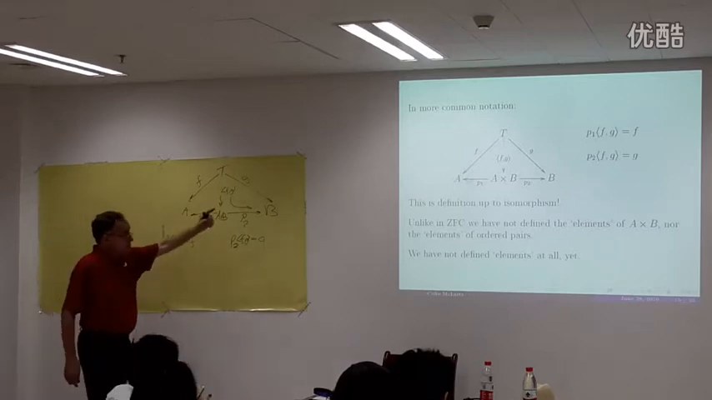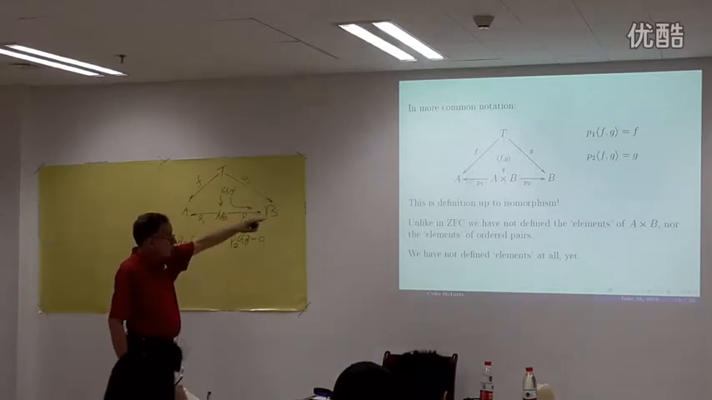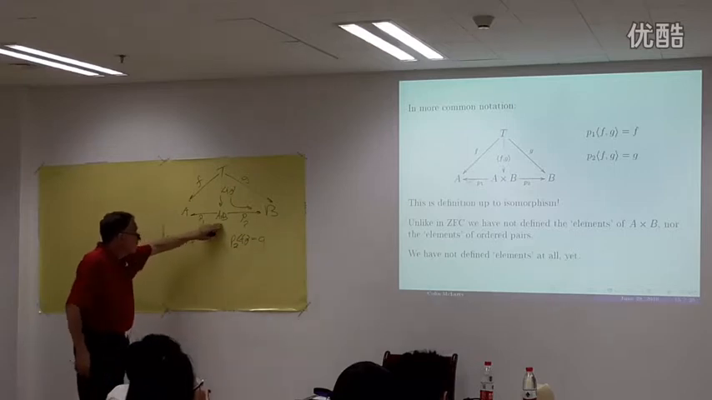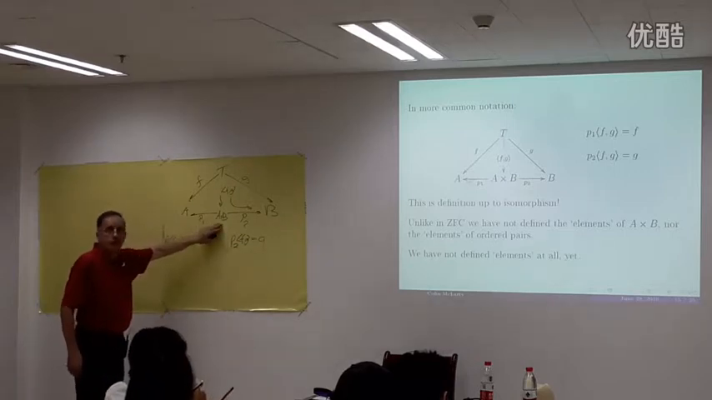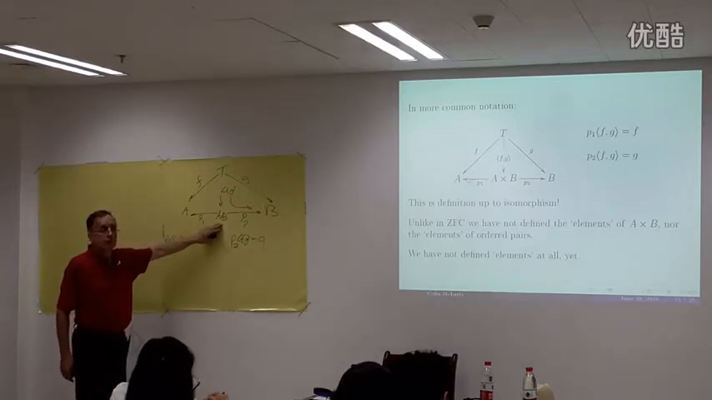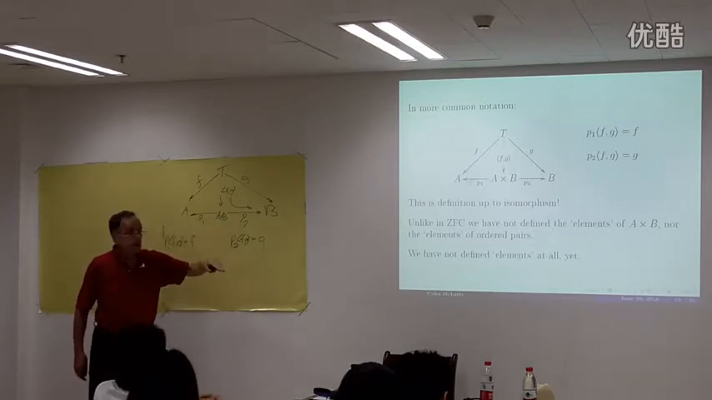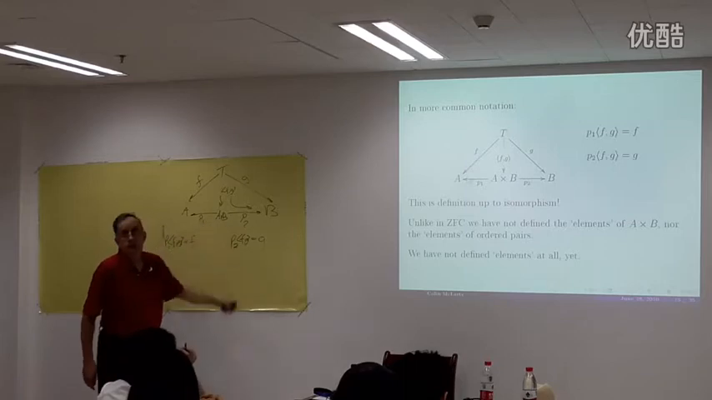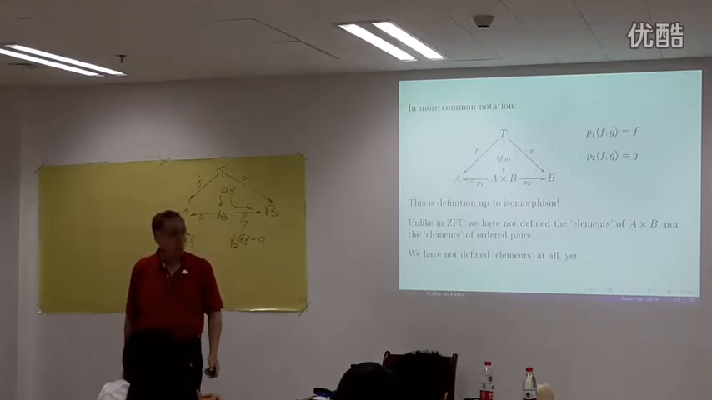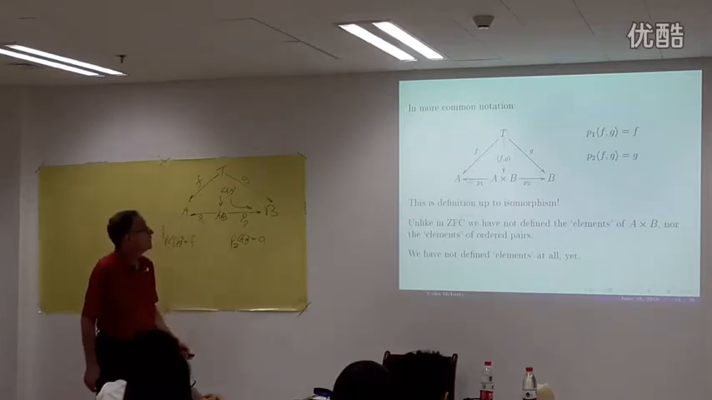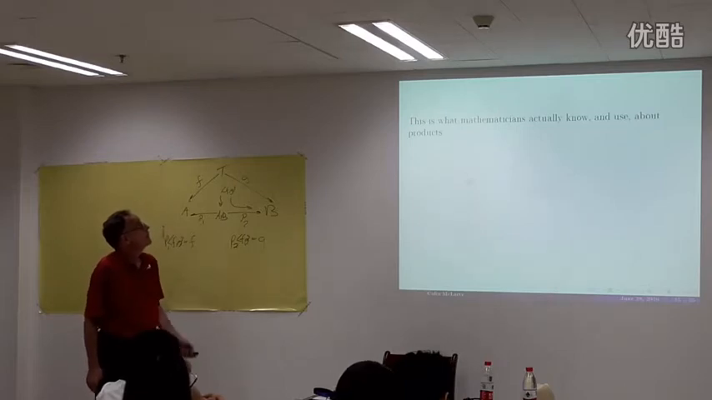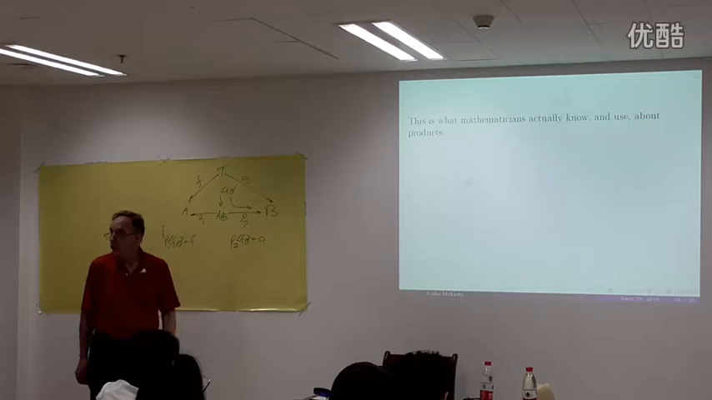So even though we use this familiar notation, even if you're thinking in the category of sets, don't think this is the set of ordered pairs in any sense other than what's just given by this. In fact, this set is only defined up to isomorphism. This is, though, the property that mathematicians really use of products.